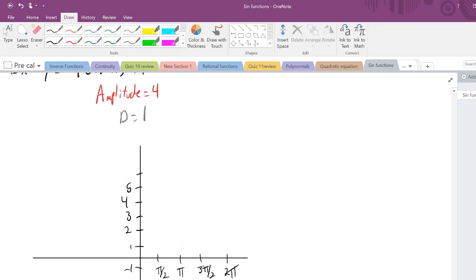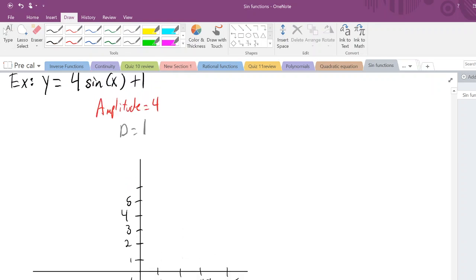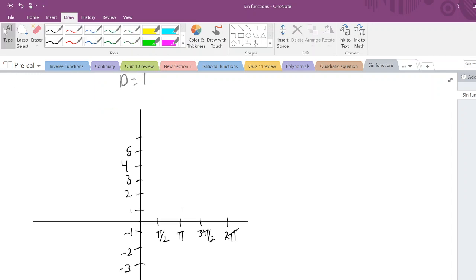Alright, so like I said before, the first thing I have to do is figure out my vertical shift. So I'm going to create my new midline. My midline is at 1, because it went up 1. So you're just going to go to 1, and draw a horizontal dotted line on it.